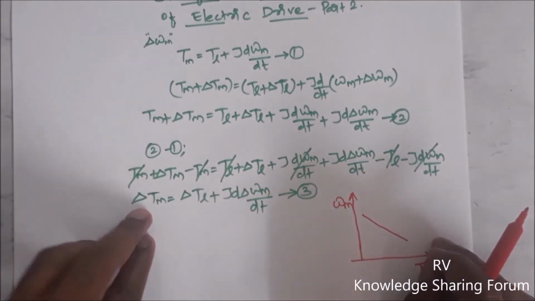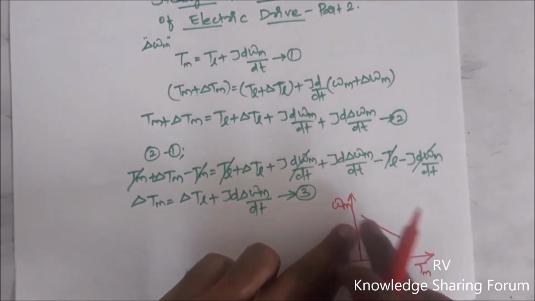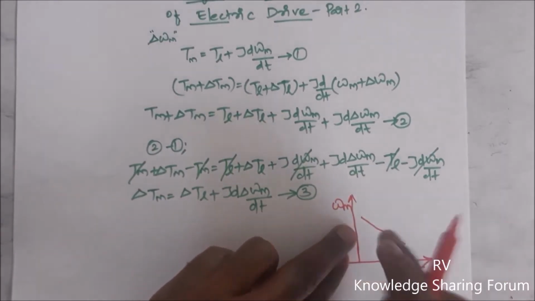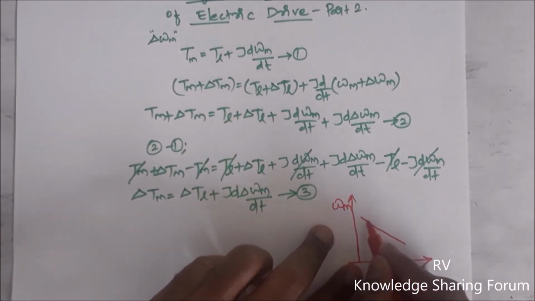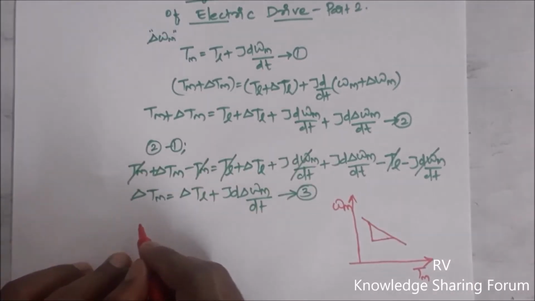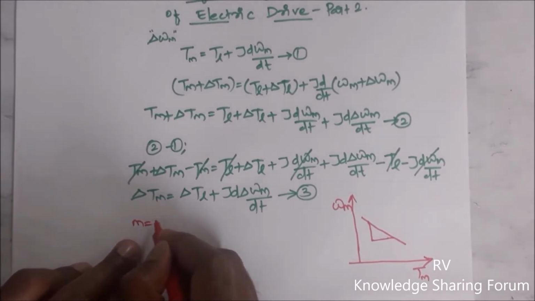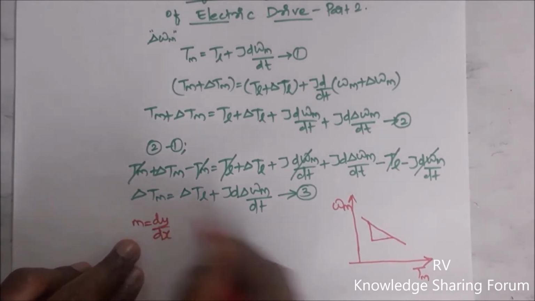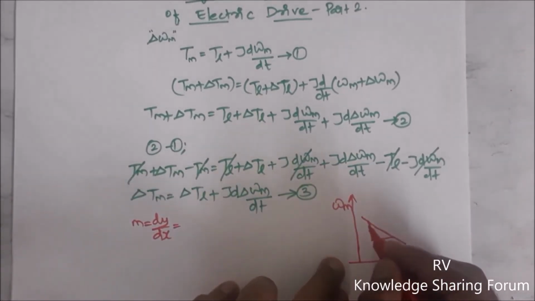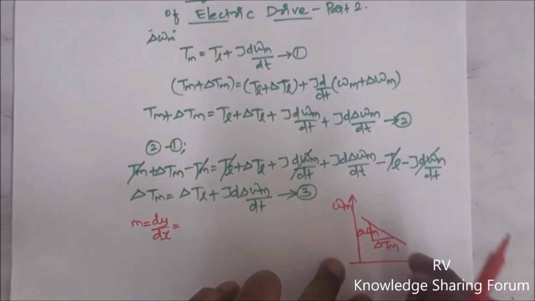The change in torque due to the change in speed is assumed to be the slope of the straight line. So I am trying to draw the straight line from which I have to find the slope. How will you find the slope? Slope is nothing but the change in vertical axis divided by change in horizontal axis. Therefore, here your slope m is equal to dy by dx, change in vertical axis divided by change in horizontal axis. Here the vertical axis is delta omega m and the horizontal axis is delta Tm, because you are changing it by delta Tm and delta omega m.